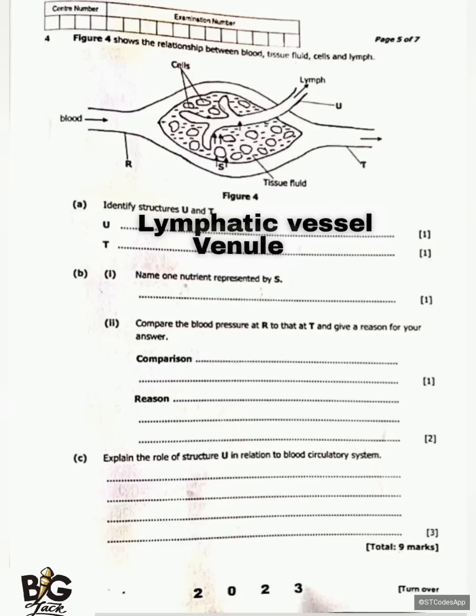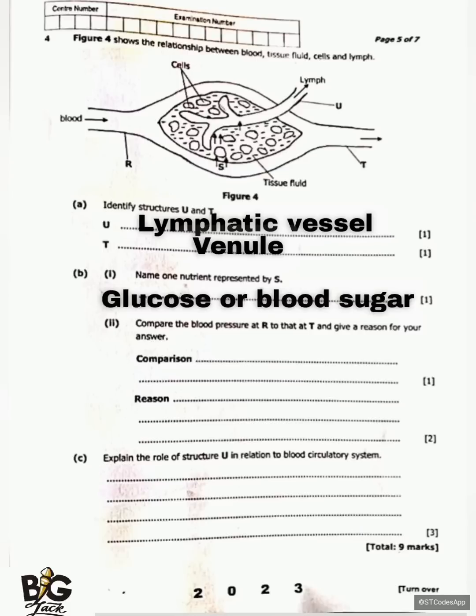Okay. Then the next one is question B, Roman numeral 1, saying, name one nutrient represented by S. Now, as you can see, S is diffusing through the lymphatic vessel. So as for S, I'm going to say glucose, or we can say blood sugar.